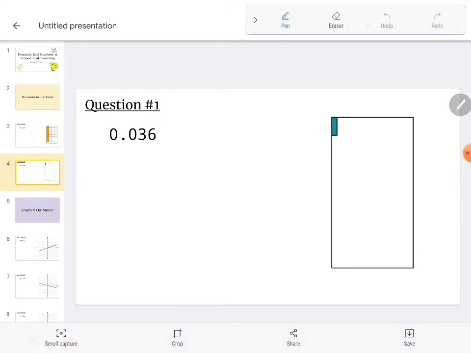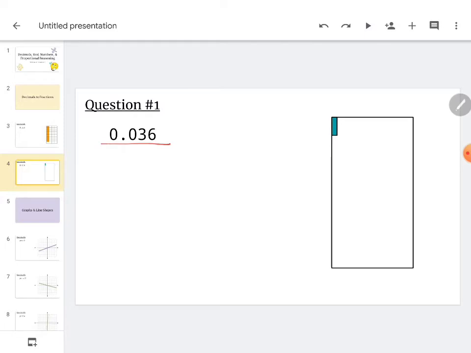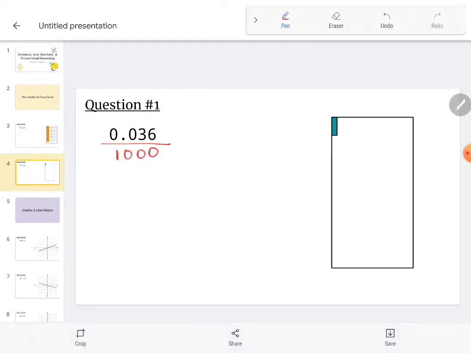We have 0.036, but we've learned from past experience that we can divide this by 1,000 since there are 4 digits there. And 1,000 has 4 digits in it. So our fraction overall should be 36 over 1,000. We're going to ignore that decimal point right there. And now we're basically just going to break this down even more.